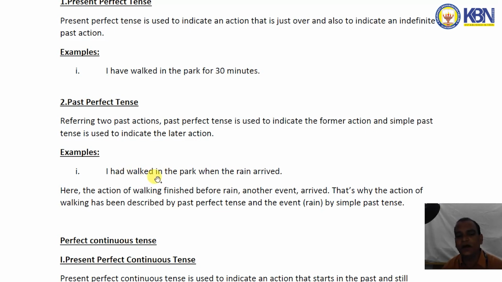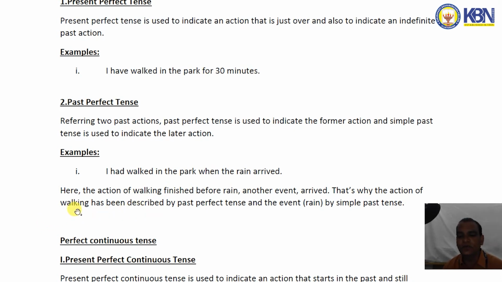I had walked in the park. This is called the former action and it is to be indicated by the past perfect tense, subject plus had plus V3. And what is the later action? The train arrived. So subject plus V2. So this is the latter action. It is to be indicated in the simple past tense only. Here the action of walking finished before the train, another event, arrived. That is why the action of walking has been described by past perfect tense and the event of the train by simple past tense.